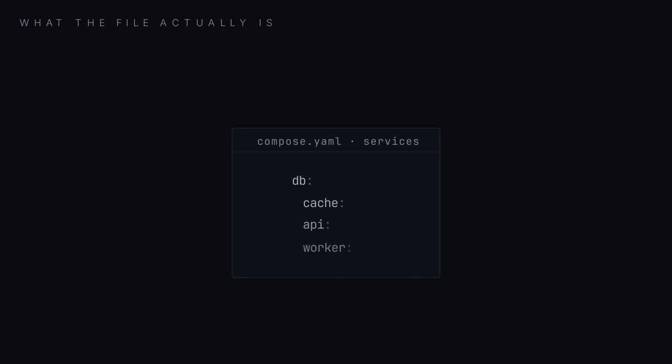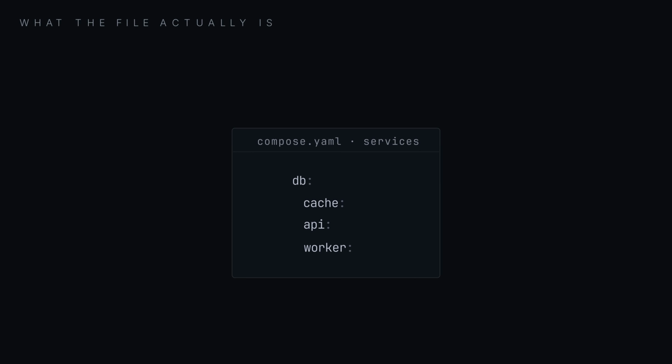Open a Compose file and it is easy to read it like a shell script. First Postgres starts, then Redis, then the API, then the worker. That is probably how most people understand it the first time they see it, and it is a reasonable guess given how the file is laid out. Compose never reads it that way.